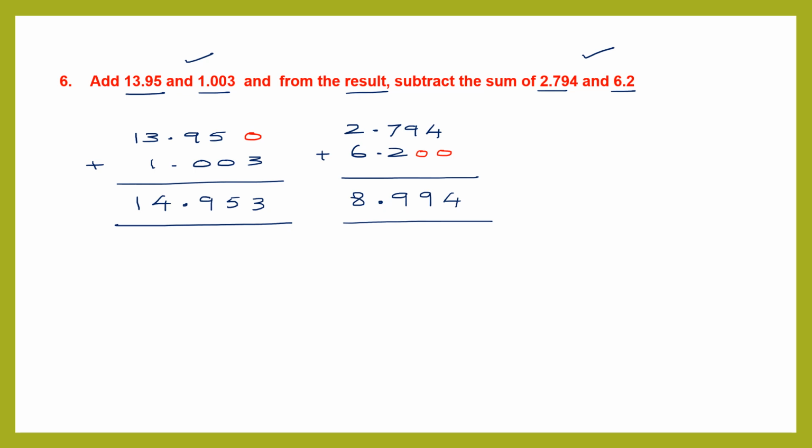So now we have two answers and we have to subtract that. Now subtract this answer from this answer. So let's write this down here. So this is 14.953. From this, we're going to minus 8.994. So let's do the subtraction.